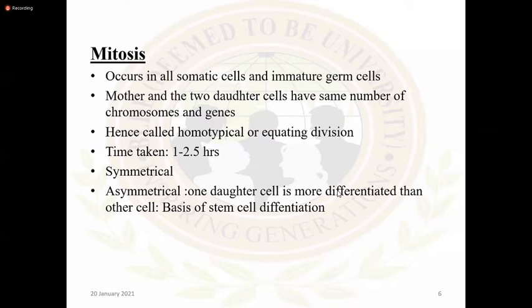So the steps of mitosis, you know them: prophase, metaphase, anaphase, and telophase. This is the cycle showing the mitosis. I'm not sure whether it is very clear. Just pull down this slide a little bit. Okay. Now I think it's visible, right? So in mitosis, or somatic cell division, you have the prophase.